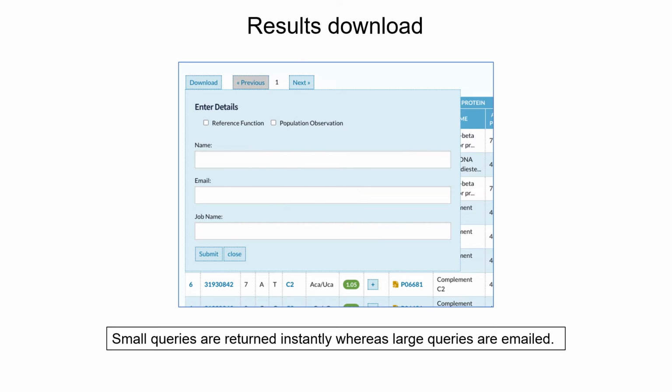Results can be downloaded. All annotations for the variants inputted can be downloaded. For small queries, these are returned instantly, whereas larger queries are returned via an email service.